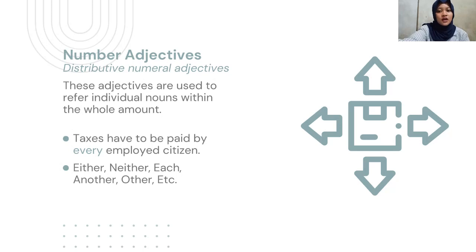Number adjectives, distributive numeral adjectives. These adjectives are used to refer to individual nouns within the whole amount. For example, taxes have to be paid by every employed citizen. Either, neither, each, another, other, and so on.